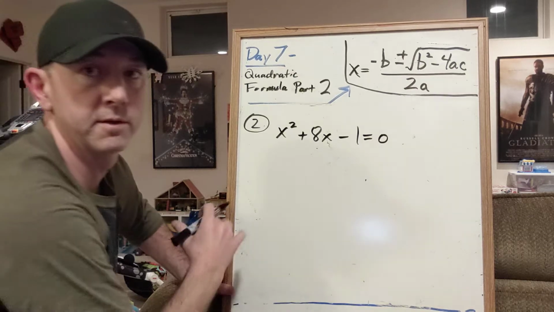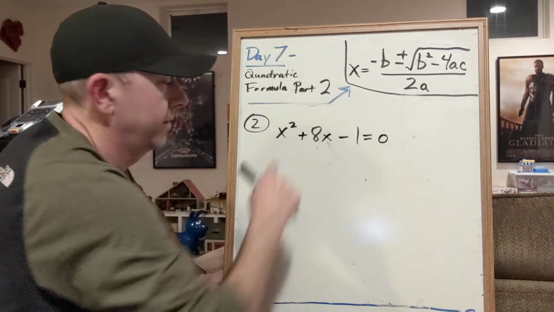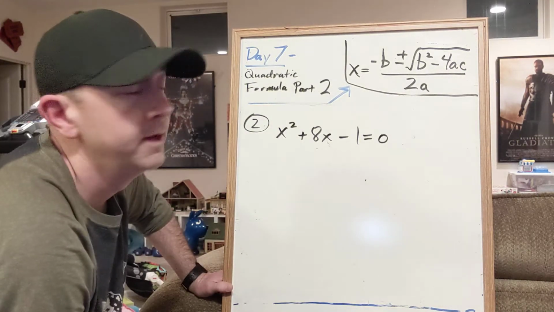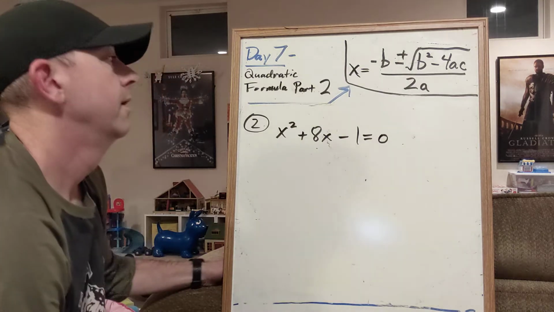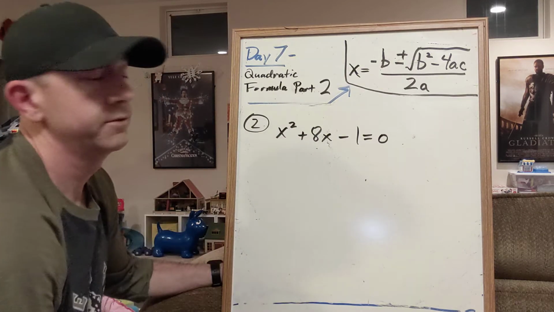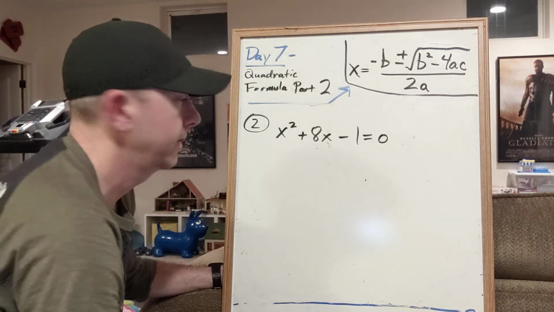This one looks like we could factor it, but if we go for factors of -1 that combine to 8, there's no way we could do that. Sometimes students think it should be no real solution. Well, not necessarily. We can have a solution. It just means under the square root, we're going to get something that's not a perfect square.